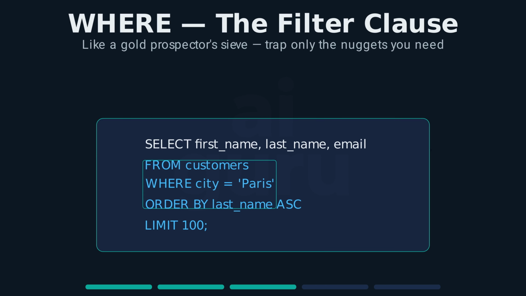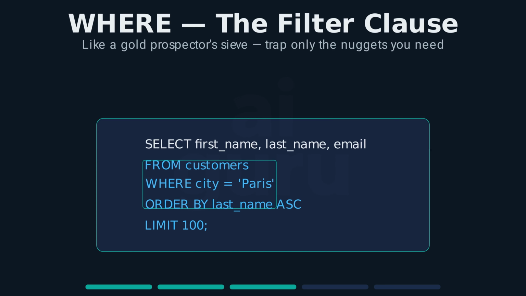I like to think of the WHERE clause like a gold prospector's sieve. You're shoveling all this raw dirt and rock, which is the full database, into the sieve. I like that visual. The WHERE clause is the mesh screen. It lets all the useless sand fall through and wash away, and it only traps the specific gold nuggets you actually care about. That's a great analogy.